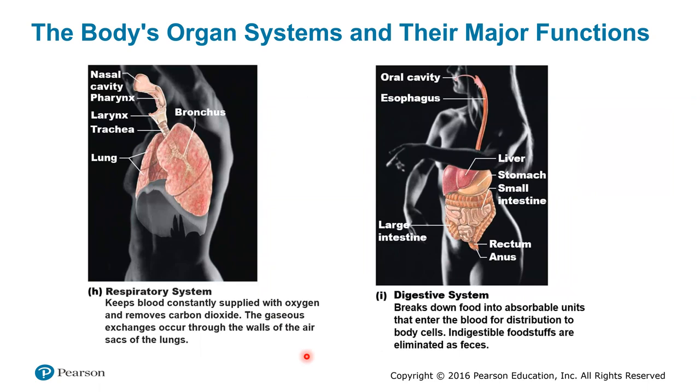Respiratory and digestive systems. Respiratory system keeps blood constantly supplied with oxygen and removes carbon dioxide. The exchange of gases occurs within the walls in the air sacs of the lungs. Digestive system breaks down food into absorbable units that we call nutrients. And those nutrients enter the blood for distribution to body cells. Indigestible foodstuff is eliminated as feces. So respiratory system supplies you with oxygen, digestive system supplies you with nutrients, and both systems remove whatever you cannot either digest, like food residues, or waste product, metabolic waste product, like carbon dioxide.